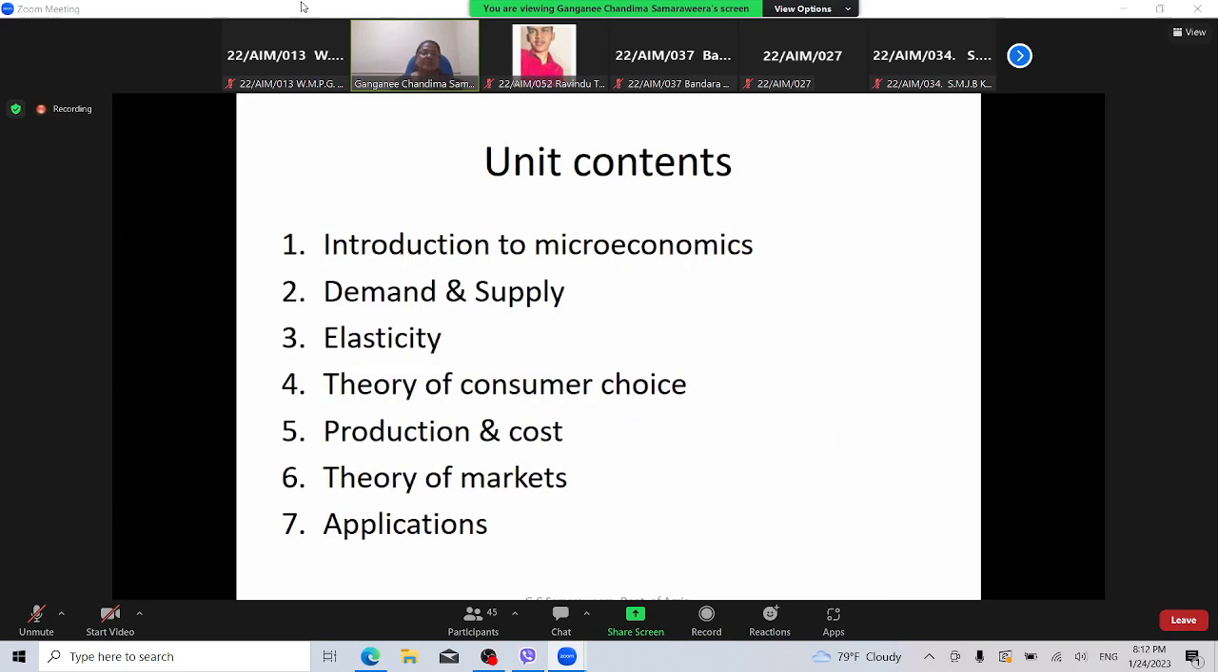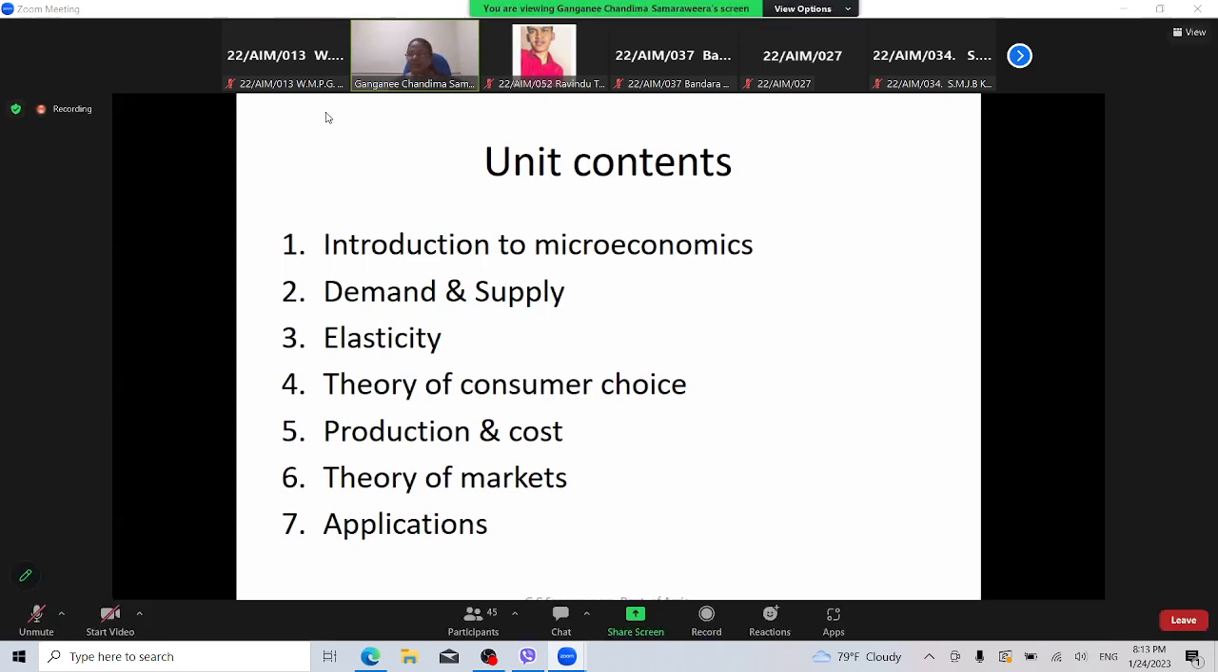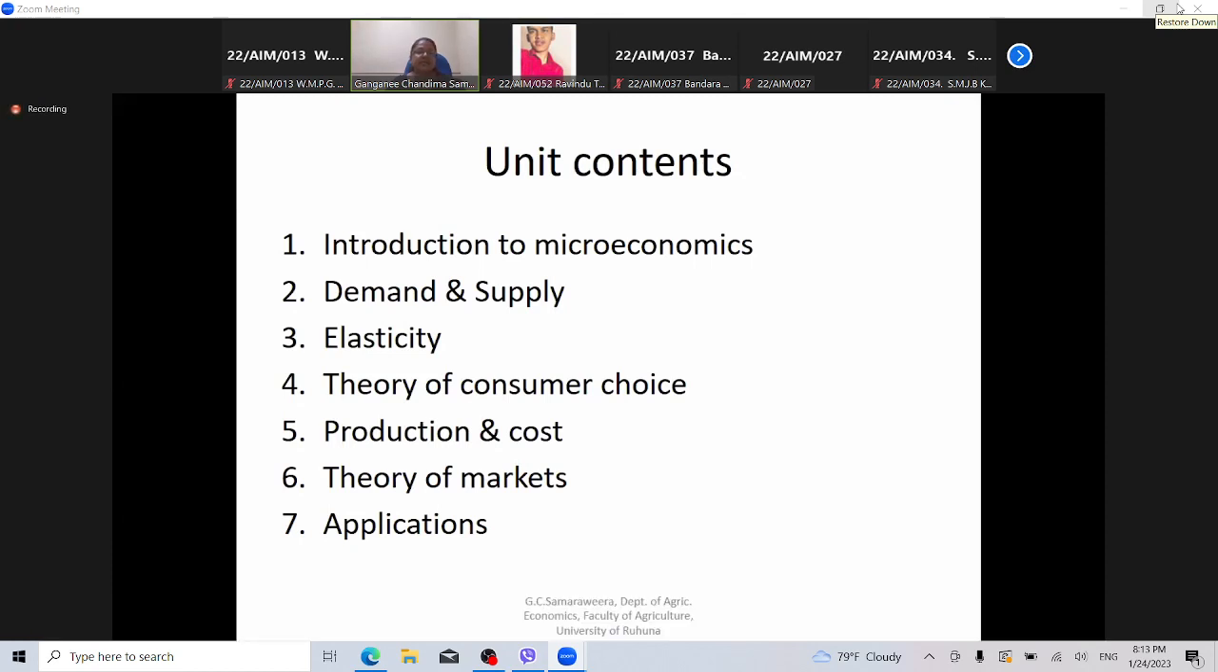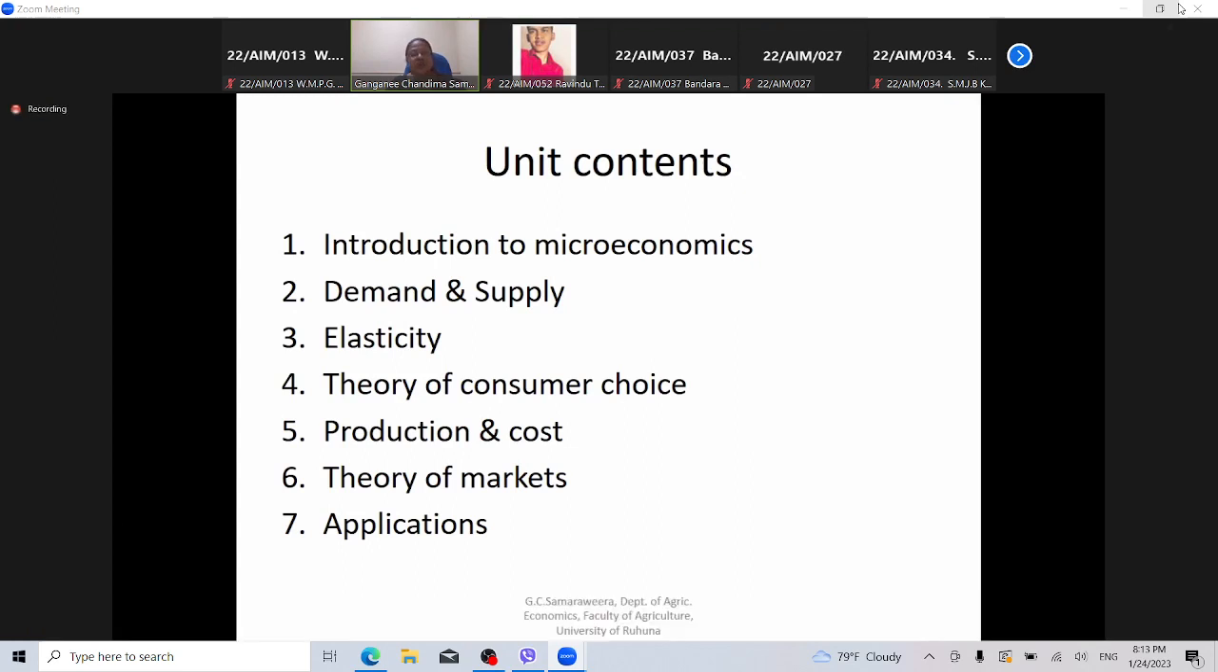So throughout these 30 hours, these are the contents you need to learn. First of all, we'll introduce what is microeconomics. Then under that, different subsections are there. I'm going to teach you these subsections one by one. Basically, you need to learn these subsections separately. For example, in the introduction to microeconomics, you need to learn scarcity, opportunity cost, and fundamentals of economic problems.